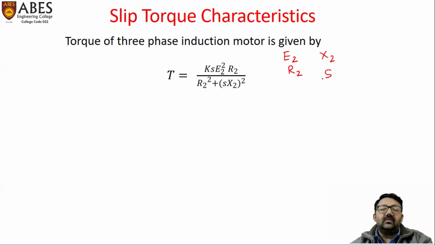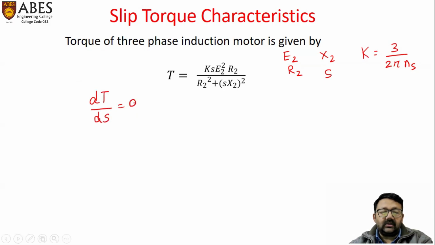S is the value of motor slip, and K is the constant of proportionality, whose value is given by 3 divided by 2 pi ns, where ns is the synchronous speed of the induction motor in revolutions per second. Now, from this torque expression, we can find out the condition for maximum torque. For this, we differentiate this torque expression with respect to slip and put it equal to 0.